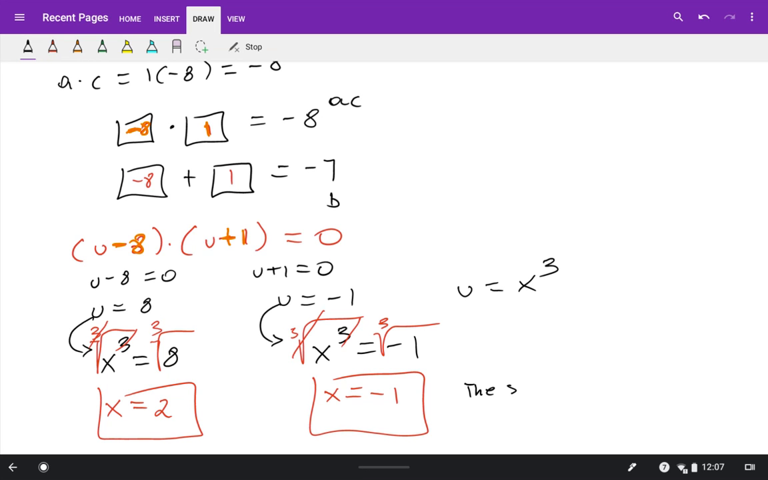So the solution set is negative 1, 2. Okay.